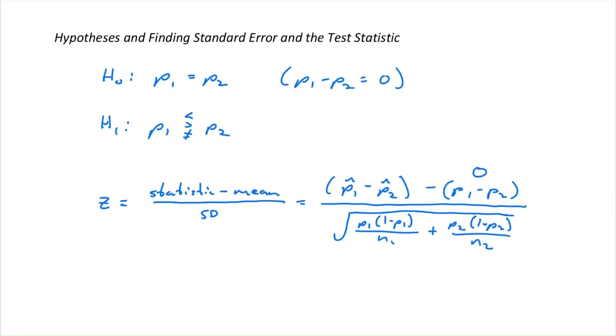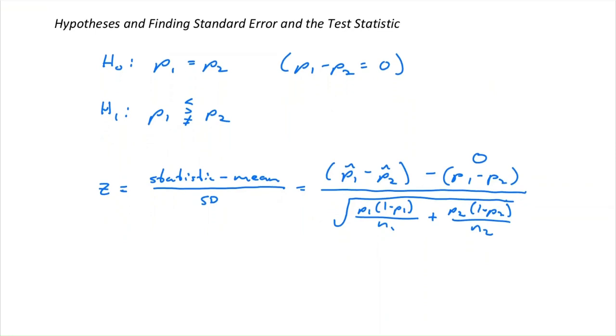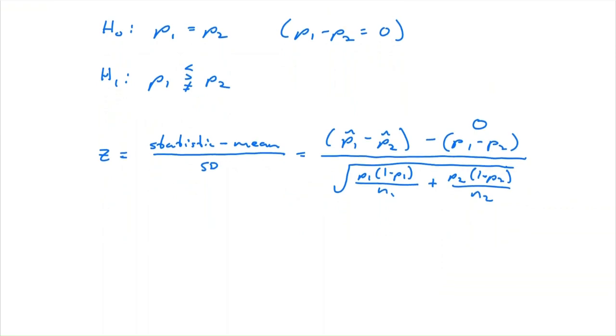Okay, now let's talk about this a little bit more here. In order to find the standard deviation, we would need to know the population proportions P1 and P2. Okay, let me write that down. To find standard deviation, we need to know P1 and P2, right? We need to know those population proportions.